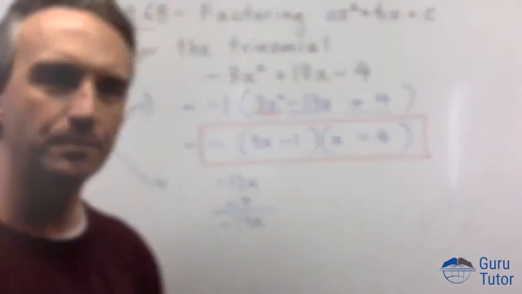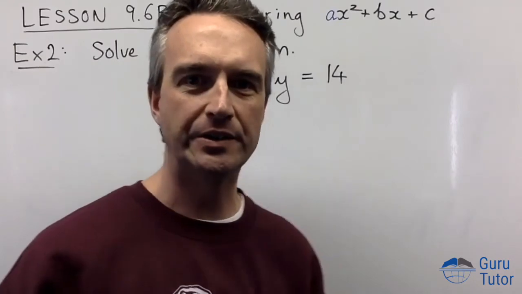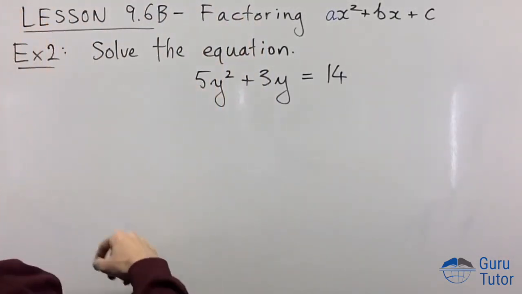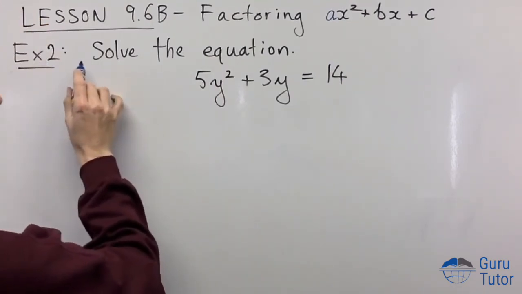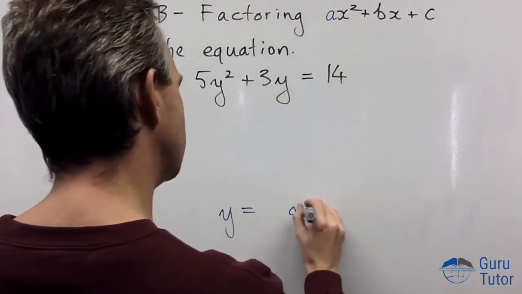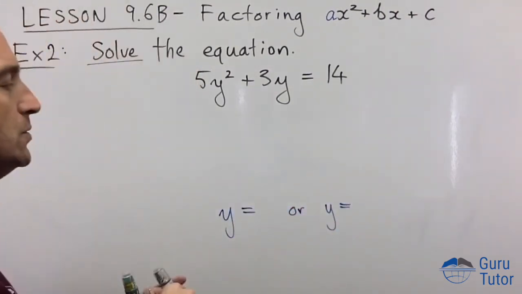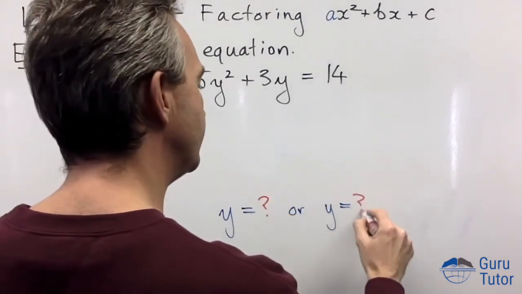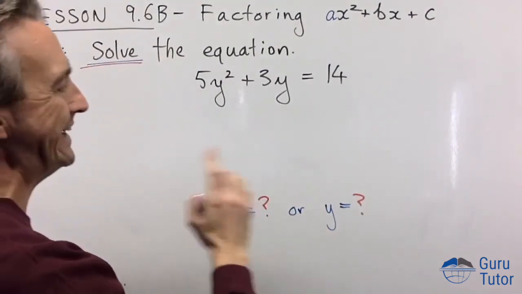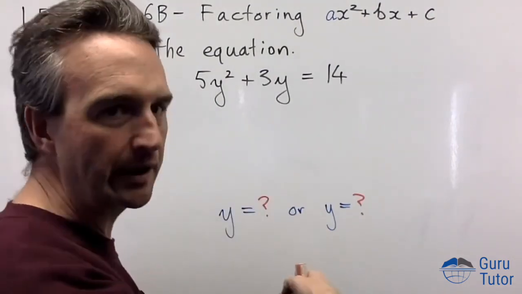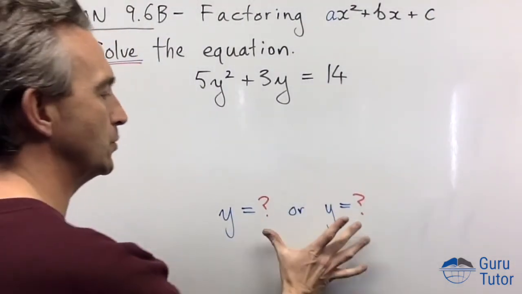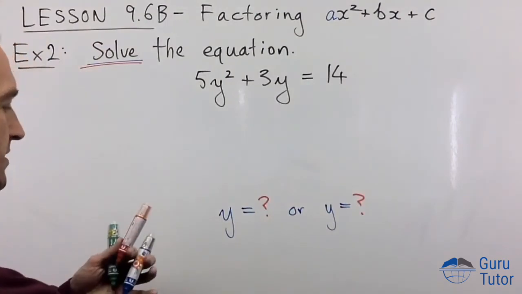Let's try one more. Example 2, we're going to solve an equation as our last example. So 5y squared plus 3y equals 14. We're going to solve. So this is not a factor question, this is a solve question. So our final answer is going to look like y equals, we're going to get 2 values for y. So when the question says factor, we end up with an expression with brackets. But when the question says solve, we end up with x equals something or y equals something. So this is a solve question. We're finding the zeros or the roots or the solutions to the equation.